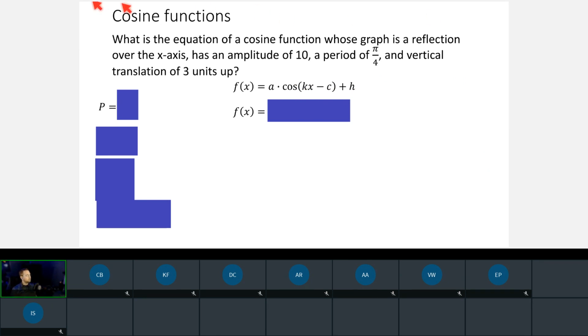All right, let's figure it out. It says amplitude is 10, right? So A equals 10, but it also says the graph is a reflection over the x-axis. So what should be first in my equation? A negative sign and a 10. Yep.